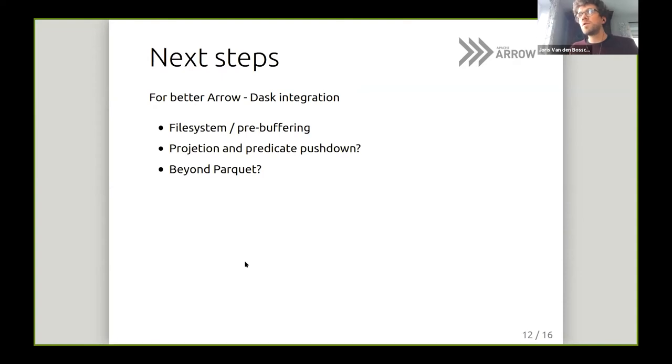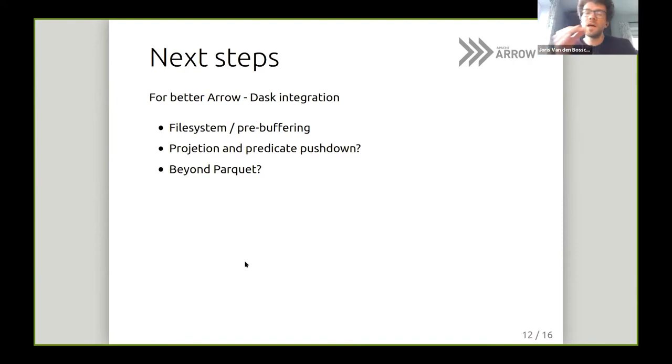So to conclude, we already had very nice collaborations with the people from Dask for the implementation in Dask, especially with Rick, who has done a lot on that, and we were able to improve a lot of things in Arrow based on that feedback. There's certainly still room for further improvements. For example, the pre-buffering, how to integrate that with the file systems. Things that Rick also already mentioned, the projection and predicate pushdown, how can we better integrate that.